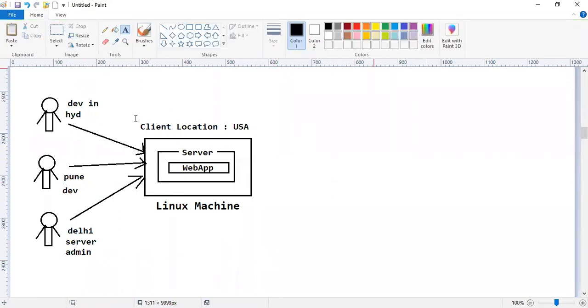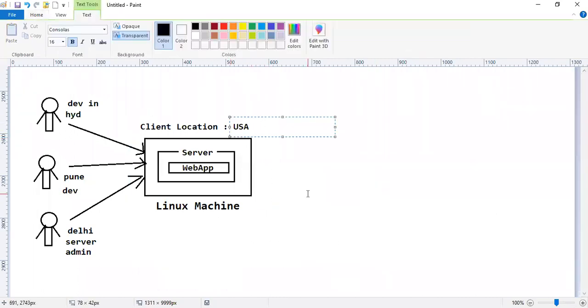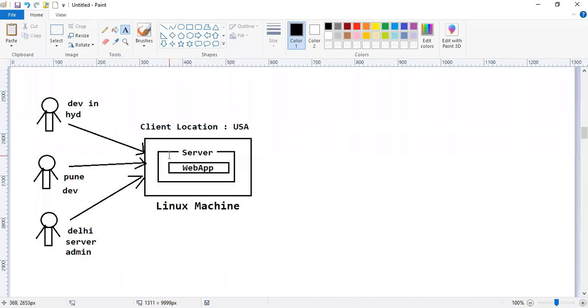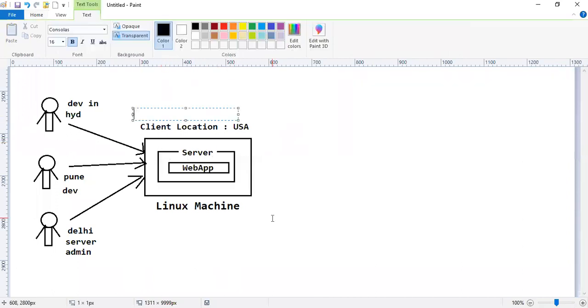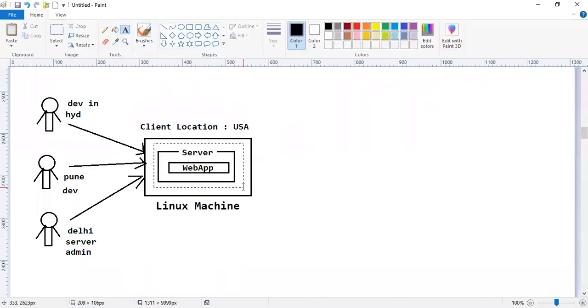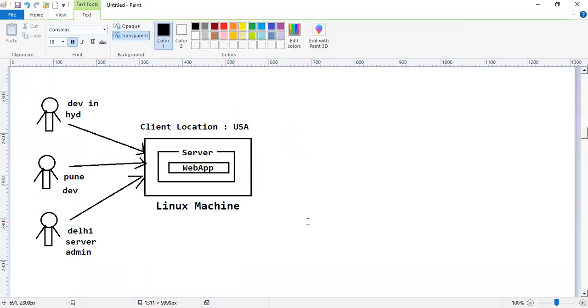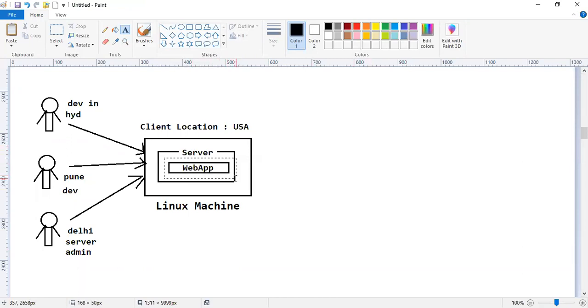My computer is available in some other location, in the United States of America. That is my client location. In that location, we have a computer with a Linux operating system. In that Linux operating system, we installed the server. In that server, we have deployed our application. Who will deploy the applications to the servers in the company? DevOps people will do the deployment. DevOps engineers are going to do the deployment.